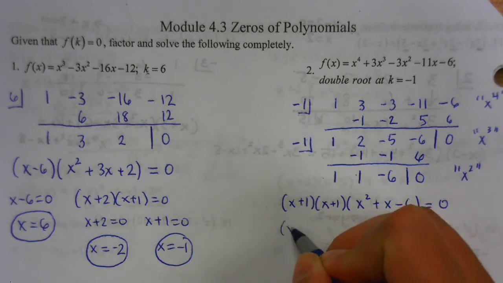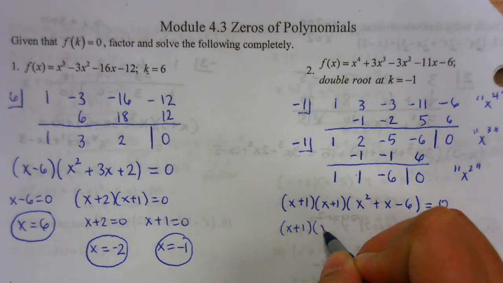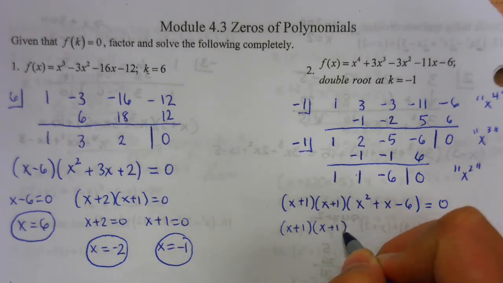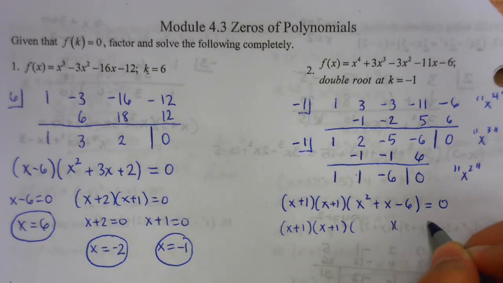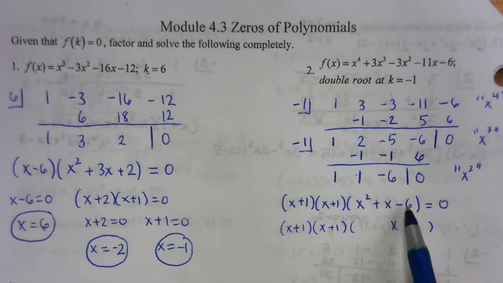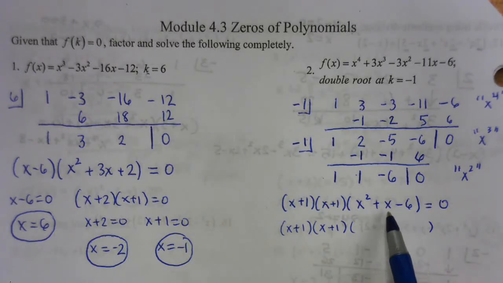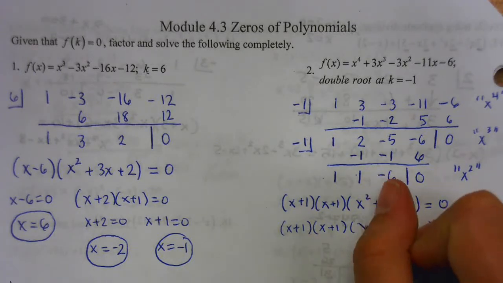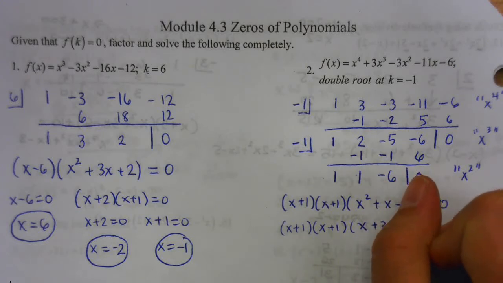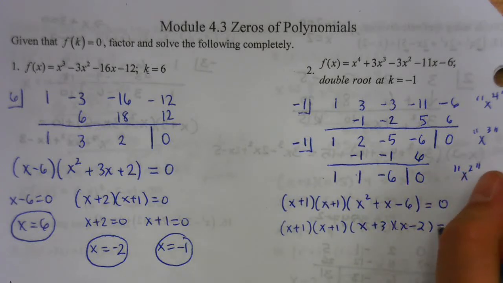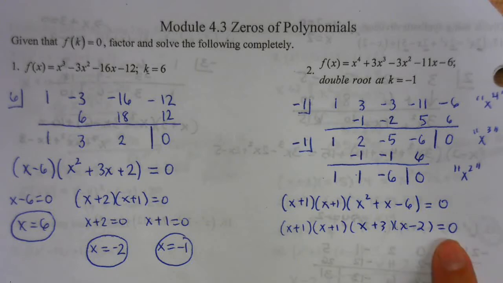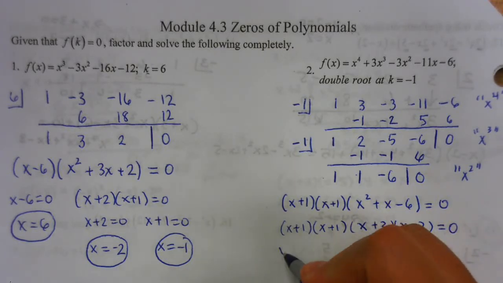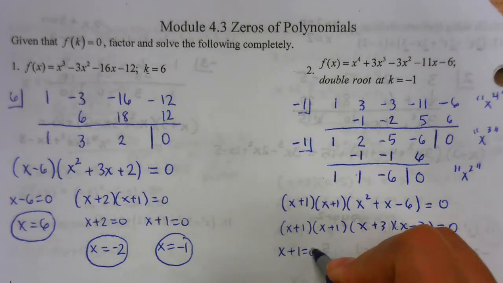So I'm going to copy this down. We have x plus 1, x plus 1. And this time when I factor, I'm looking for the two numbers that multiply together to give me negative 6 that are going to add to give me a 1. So I have x plus 3 and x minus 2 equals 0. So now I have my 4 factors. Those are my 4 answers when I set each piece equal to 0.